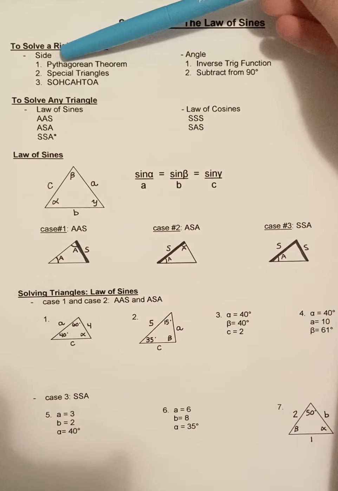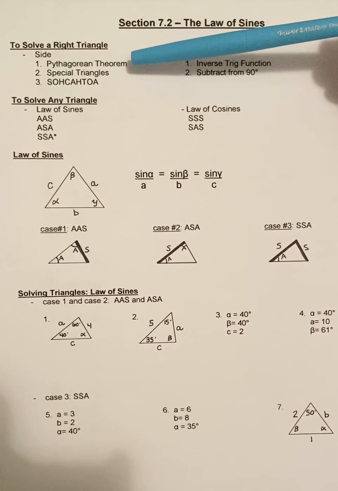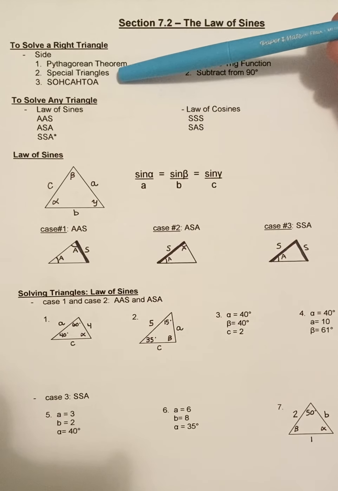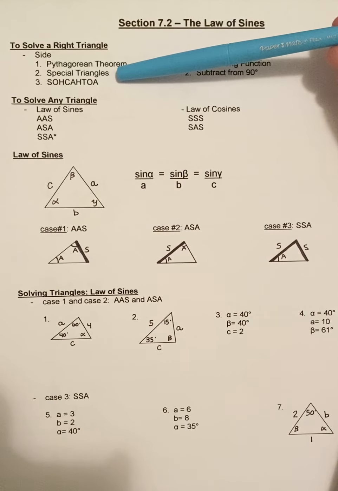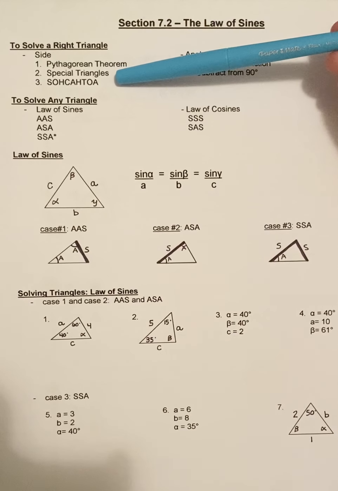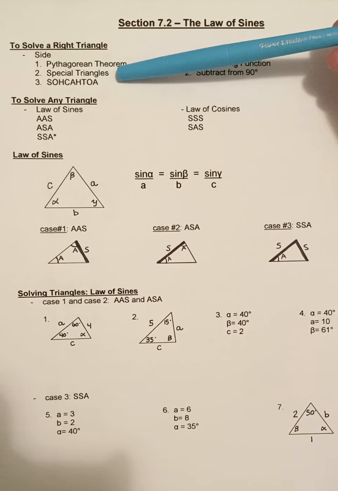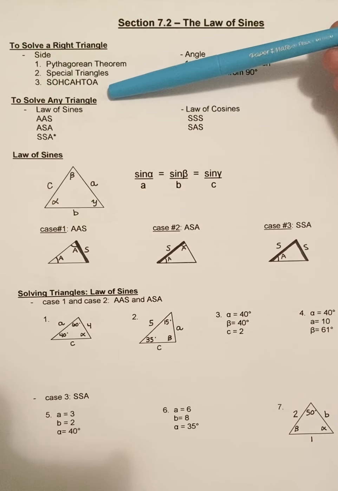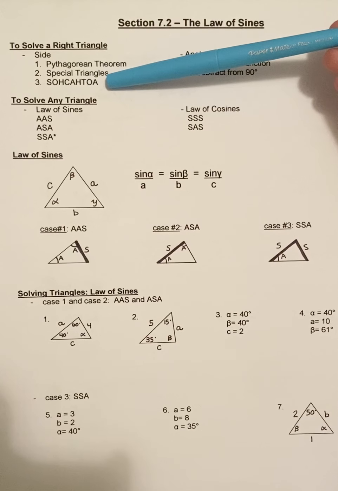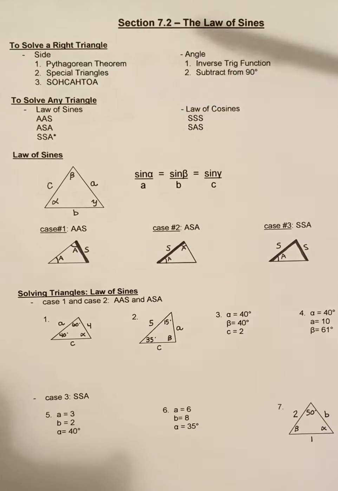To solve for a missing side of a right triangle, first thing we can use is the Pythagorean theorem: a squared plus b squared equals c squared. That's if we're missing a side. The second way we can solve for a missing side is our special right triangles. So we've got a 45, 45, 90, which is 1, 1, square root of 2. Or we have a 30, 60, 90, which is 1, square root of 3, and 2. Or we can use SOHCAHTOA to solve for those missing sides: opposite over hypotenuse, adjacent over hypotenuse, opposite over adjacent.